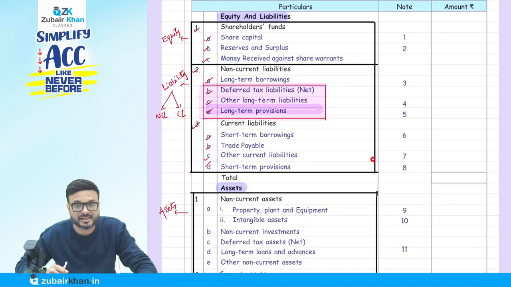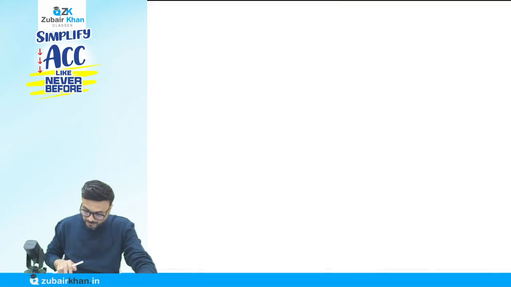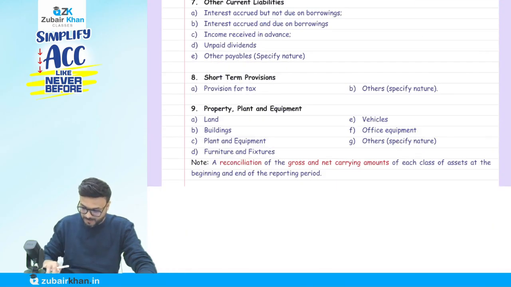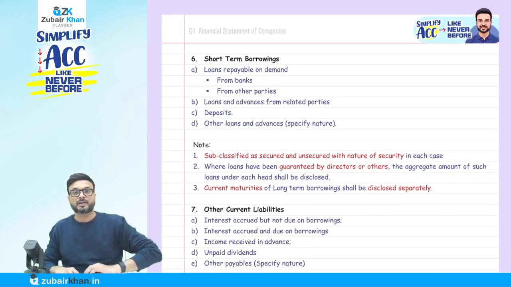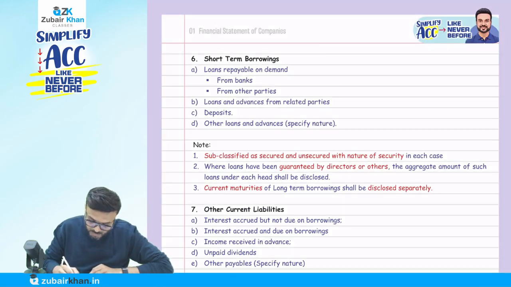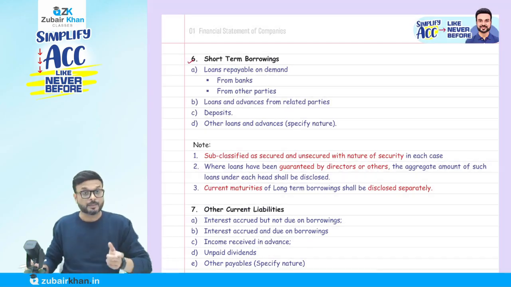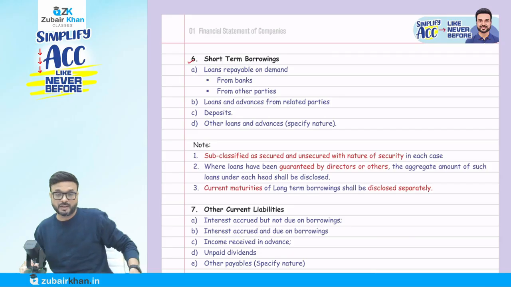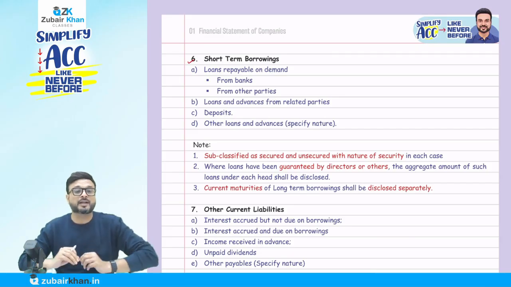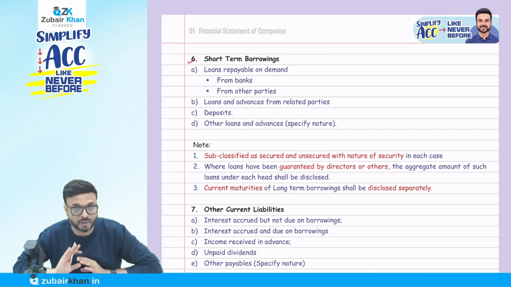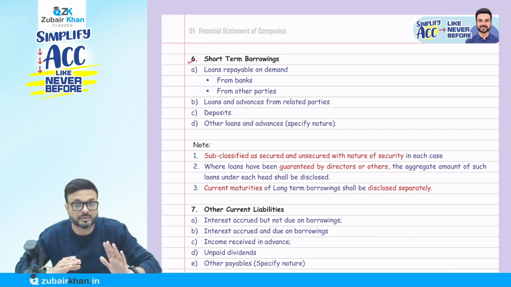Okay, so let's discuss notes to account number 6, 7, and 8. Now come to notes to account number 6, page number 5. What is it here? The notes to account number 6 is a borrowing, and this borrowing is the short-term borrowing. It is something which you are liable to pay within a year.